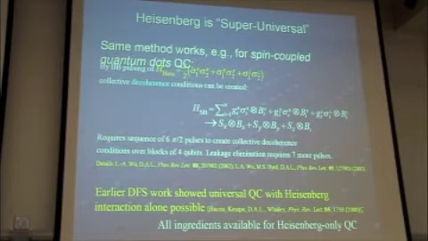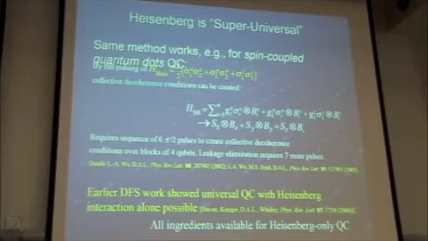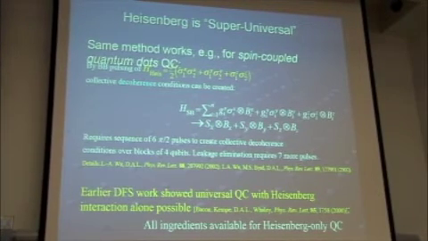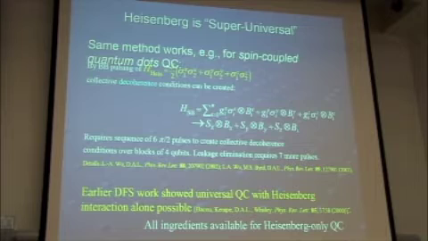The details are given in these papers, and they involve rather lengthy sequences. But it's kind of remarkable because what this tells you is that not only can you perform universal computation with Heisenberg over the noise of subsystem codes and decoherence subspace codes, you can also generate the conditions for collective decoherence using Heisenberg. So this is why I'm calling Heisenberg super universal. It's not just universal over these codes, it can even be used in order to generate the conditions enabling this universality. So Heisenberg is pretty good stuff.